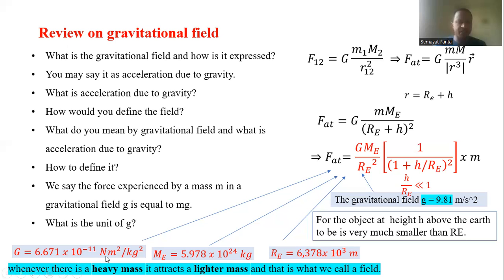The G value is given, the mass of Earth is given, the radius of Earth is given. Then you can easily calculate it. This is the gravitational acceleration, 9.81. Check it, and you can get a value near this.